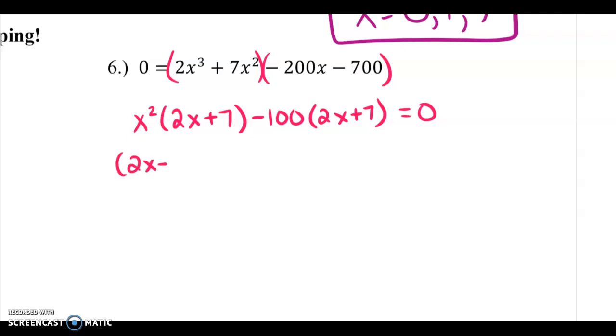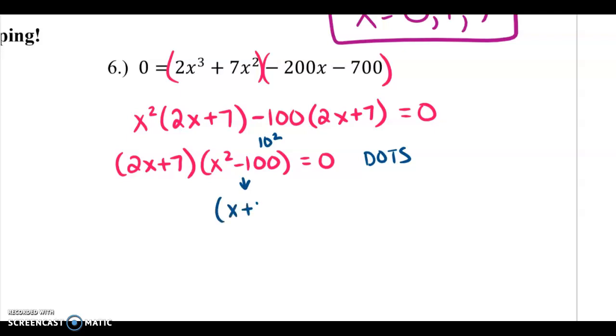I'm going to get 2x plus 7 as my first set of parentheses, and then my GCFs as my second set of parentheses. Hopefully you've seen that hidden difference of 2 squares, the dots that's right there. This is 10 squared, so x plus 10, x minus 10. And then you bring the 2x plus 7 down because we don't want to forget it.